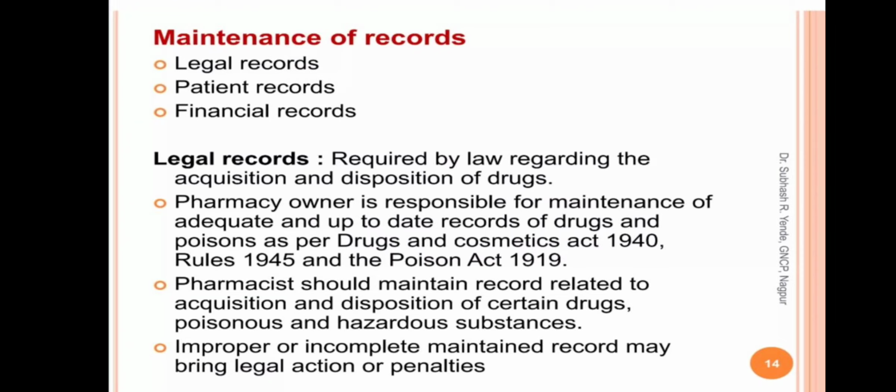First one, legal records, meaning records required by law regarding the acquisition and disposition of drugs. The pharmacy owner is responsible for maintenance of adequate and up-to-date records of drugs and poisons as per the Drugs and Cosmetics Act 1940, Rules 1945 and the Poisons Act 1919. Pharmacists should maintain records related to acquisition and disposition of certain drugs, poisons and hazardous substances. Improperly or incompletely maintained records may lead to legal action or penalties.